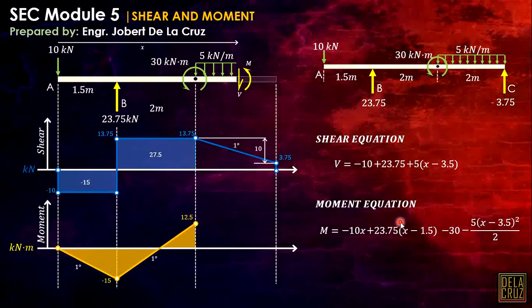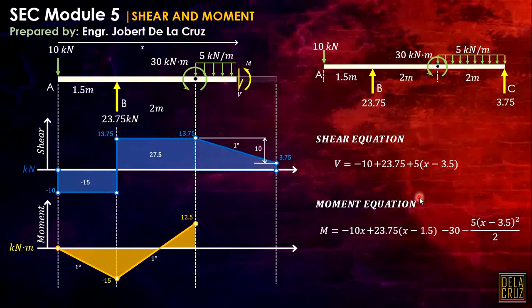And this change nga pala, di ba, from the principle, the change in shear between 2 points is equals to the area of the load dito sa ating beam. So the area of this load is a rectangular load that will be 2 times 5, and that is a negative 10. Okay, negative 10 yan, downward yan. So that means 13.75 minus 10, that will give us 3.75. That is using the principle, no? The area method. Okay, so that is our shear.